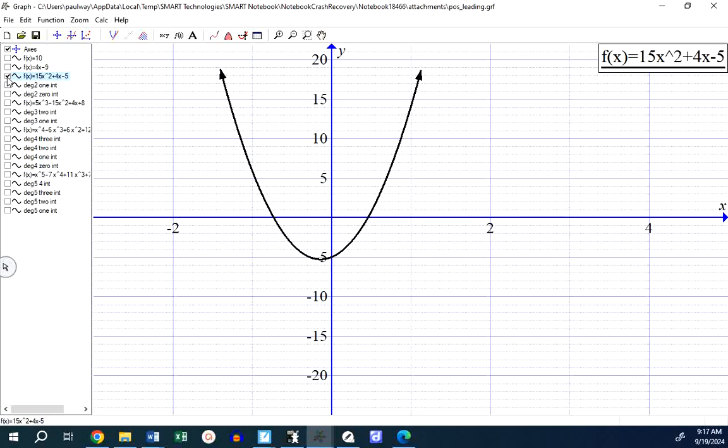So a degree 0, which is a constant, has no x-intercepts. There's an exception to that, of course. A degree 1 has 1 x-intercept. And this degree 2 has 2. But I have a question for you. Does a quadratic function have to have 2 x-intercepts?